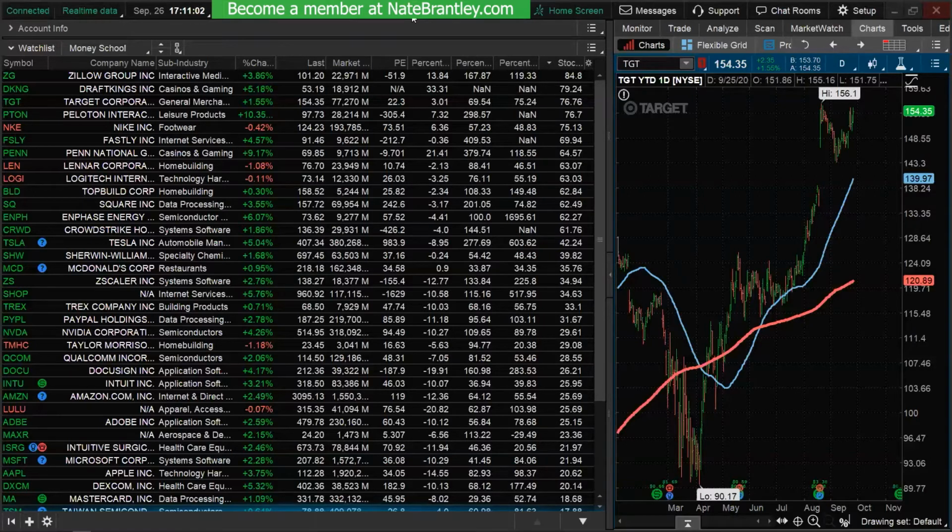So the way that I have this set up here is the company name and the sub industry, so we can quickly see what it is and what they do, the percent change in their most recent trading day and their last trading price, the market cap in millions, the price to earnings ratio. Percent change is the change in stock price over different periods that I set up.